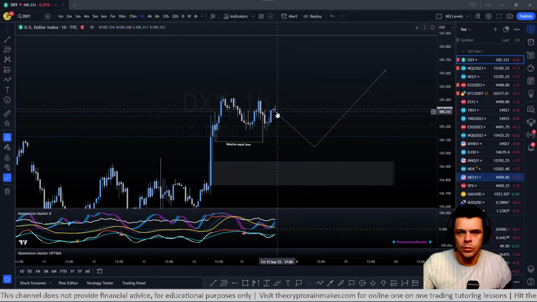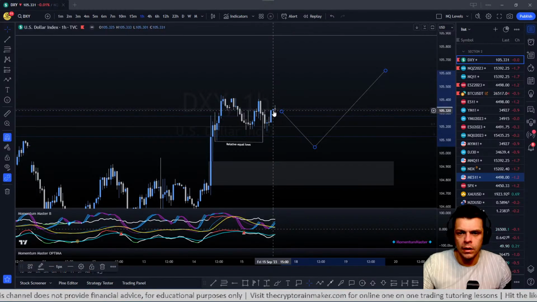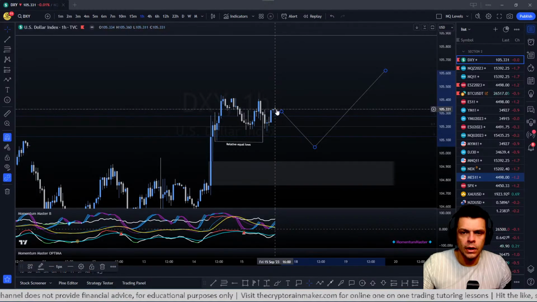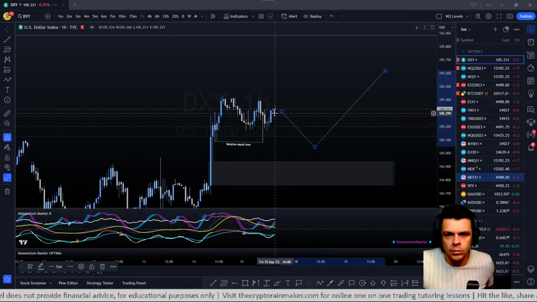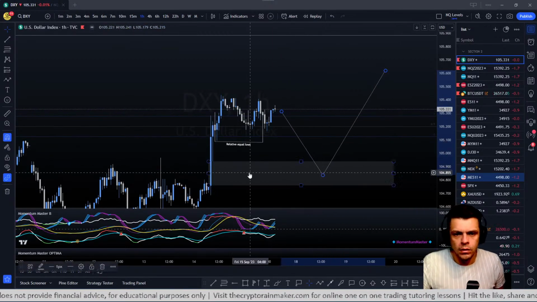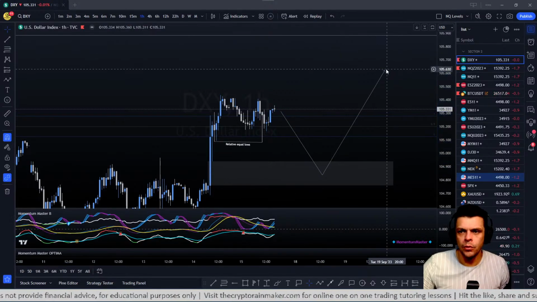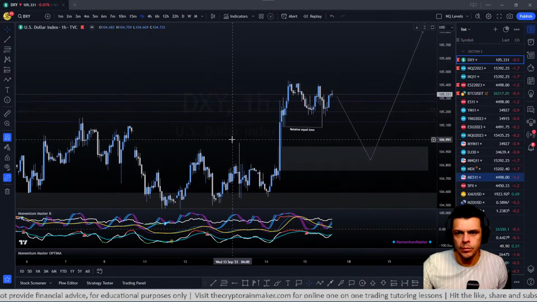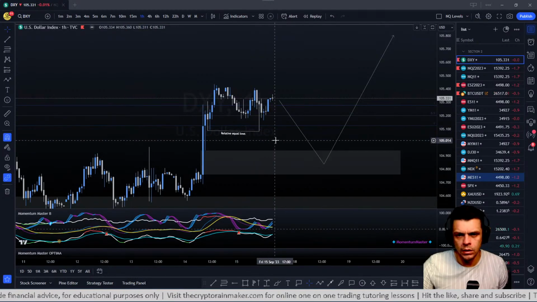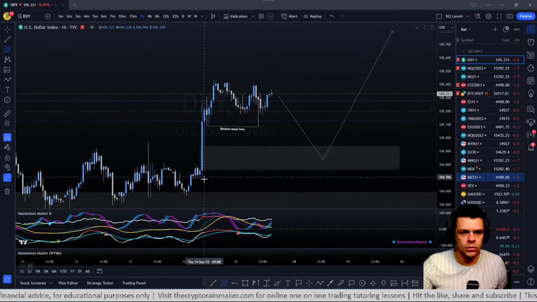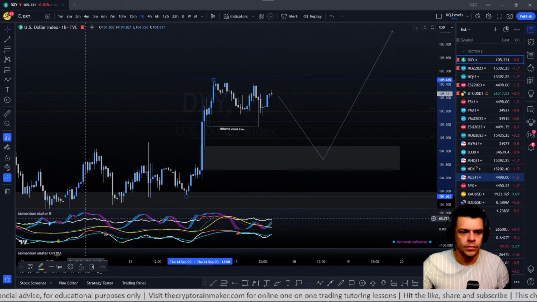Looks like it's starting to print a high right there. So we have a high with a lower high to the left. And now we just need one right there. And that could be the start of the move down to reprice this area before continuing to the upside. So this liquidity pool is at 105.081. Let's also get a Fibonacci on this.